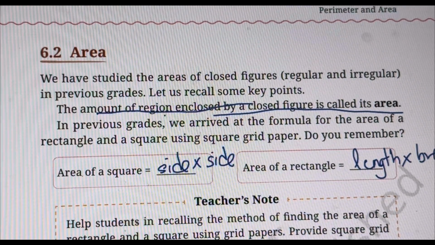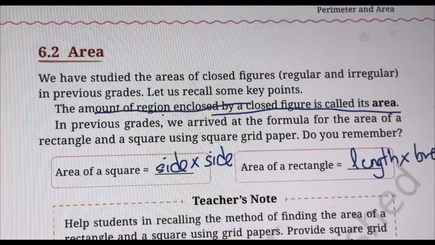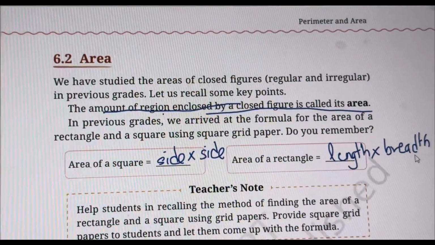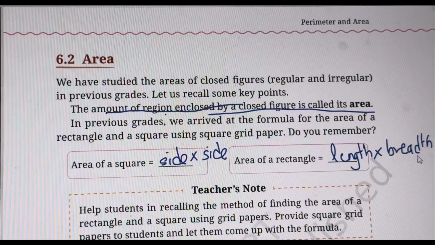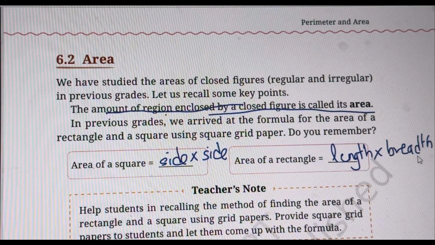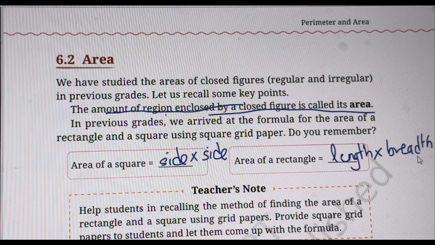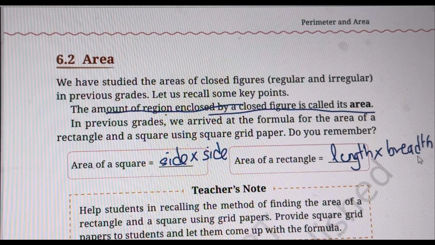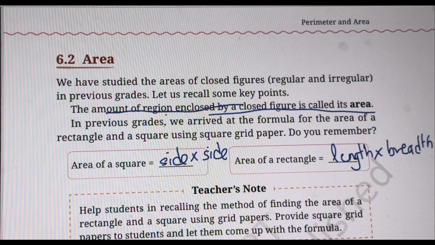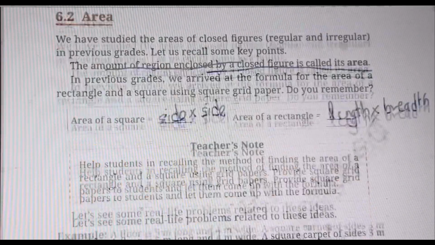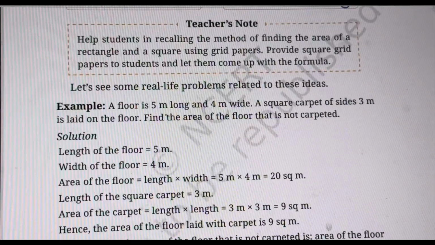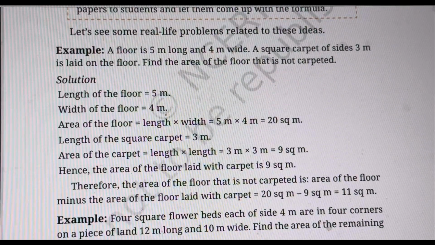So basically, we are multiplying two adjacent sides in the case of area. But in a square both are the same, so it is side into side. Here, both are different, so it is length into breadth, right? So these are the formulas. Now let us see some examples which are given here.